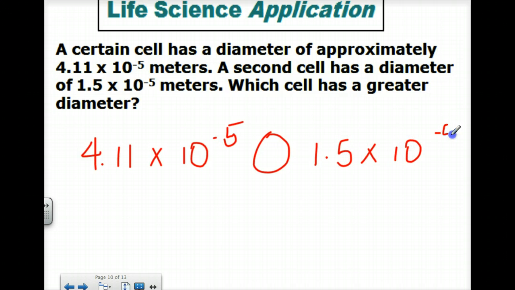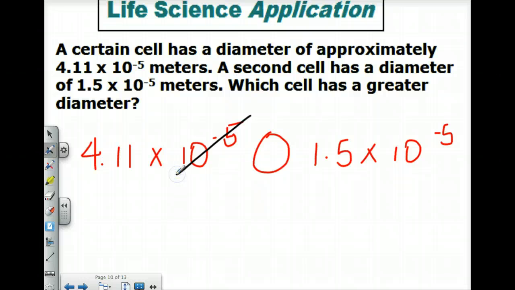So what we can do whenever we want to compare, as long as the powers are exactly the same, ignore them. And now look at your two decimals. Which number is greater? And I'm hoping you're going to tell me that that is 4 11/100.